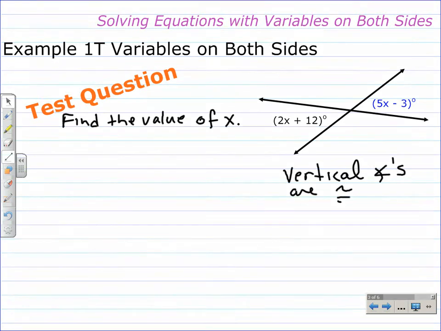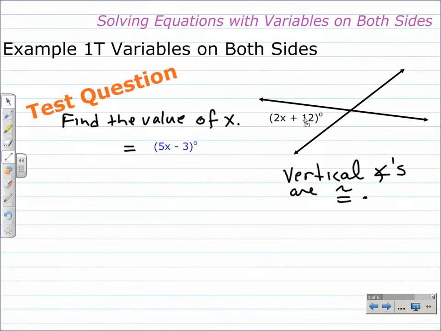Now that's the symbol for congruent, and in other words, in terms of algebra, if two angles are congruent, that means their measures are equal. So this angle here, 2x plus 12, and this angle here, 5x minus 3, are equal to each other, so that's how we write our equation. We take the 2x plus 12, and we take this 5x minus 3, and we'll put an equal sign in between them. So that's how we develop the equation, based on the fact that vertical angles are equal.